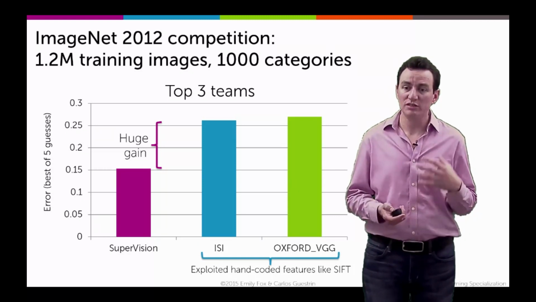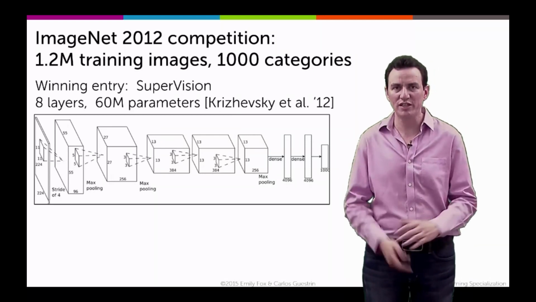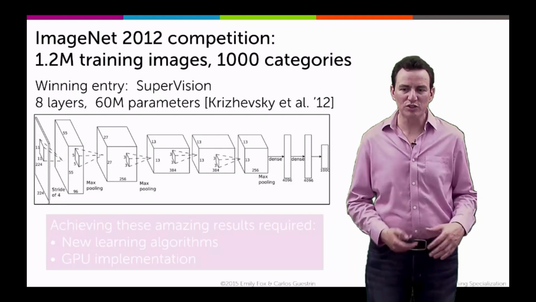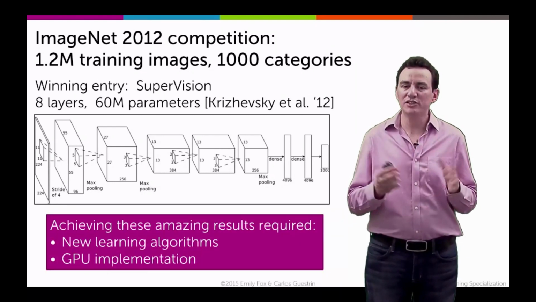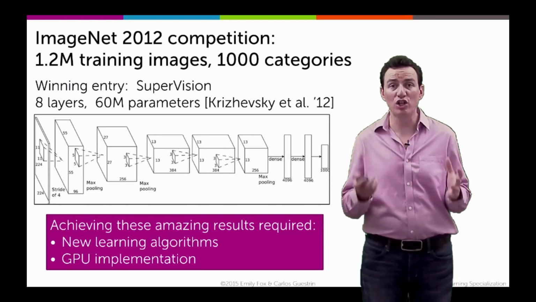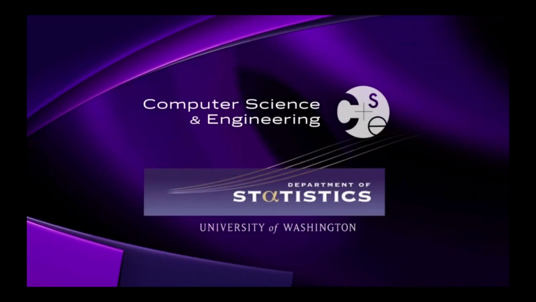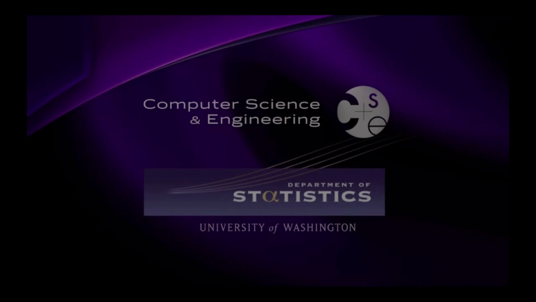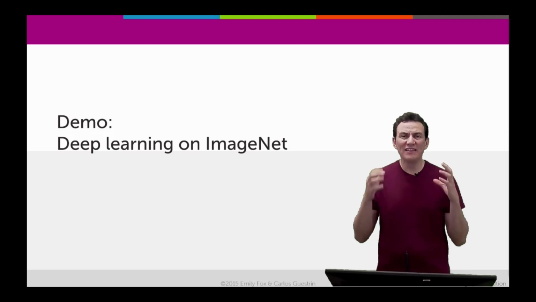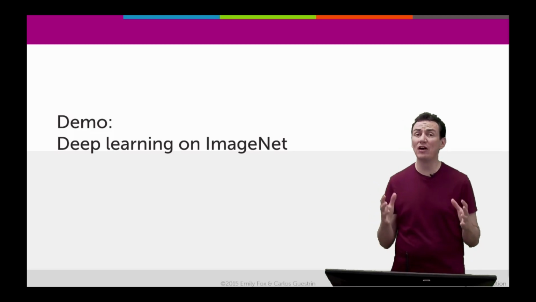Now, that neural network that won the competition with the Supervision team was called the AlexNet neural network. And I'm showing here an image from their paper. That neural network involved 8 layers, 60 million parameters, and was only possible because of new training algorithms that could deal with lots of images and lots of parameters, and a GPU implementation that would really scale to large data sets. So we saw that deep learning had a tremendous impact on that ImageNet competition, which allowed them to take 1.5 million images, train the deep neural network, and get amazing performance in predicting 1 of 1,000 different categories.